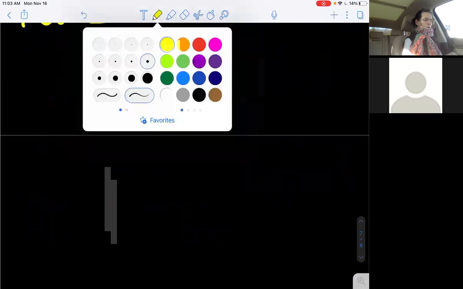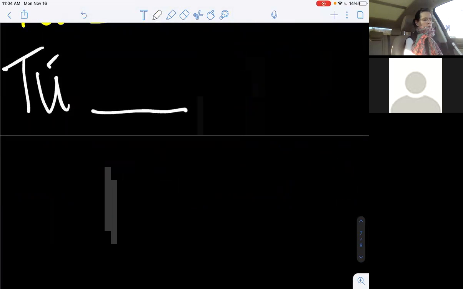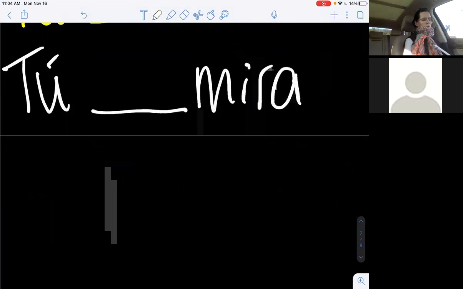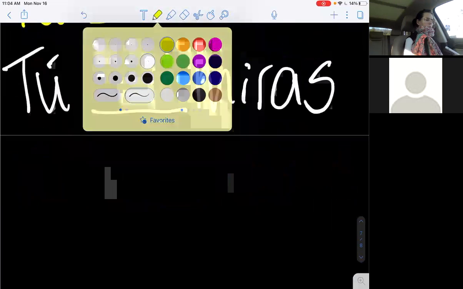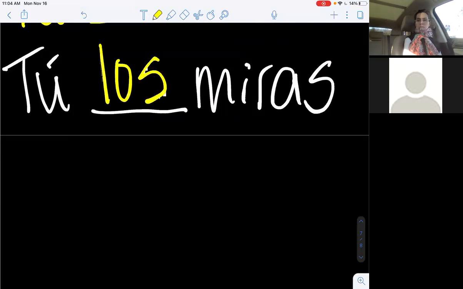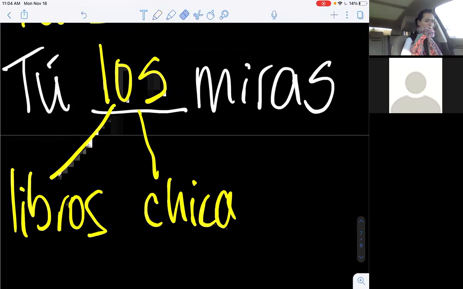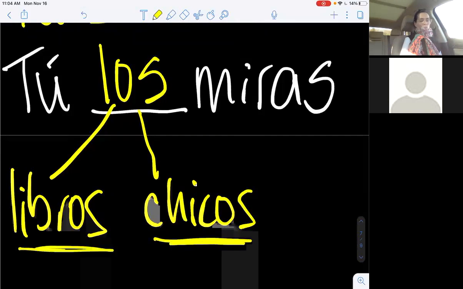Don't worry about that. Let's stick with the ver, o mirar. Tú miras. Let's say you see them. Tú los miras. Now, these los could be libros. It could be chicos, boys. So it could be a person or people, chicos, all guys, or books.